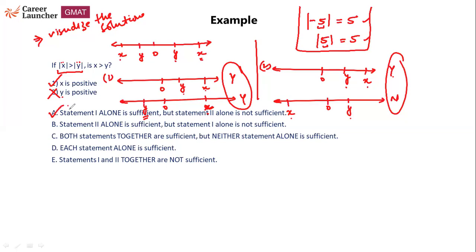So if the question would have been reversed, and we would have asked the modular value and not the basic xy value, then obviously we would need both the statements, right?